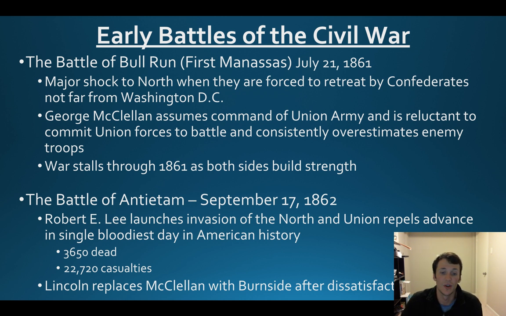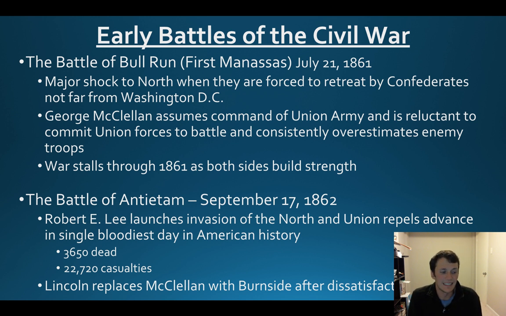And you're going to have Robert E. Lee, who had some success in the South at this point, and he's going to kind of move his way up toward Antietam and launch this invasion of the North. They're going to be repelled by the Union at this point, which is still the single bloodiest day in American history, right? We have over 3,600 dead, 22,000 plus casualties. It is still the single bloodiest day, right? Even over 9/11 and D-Day in World War II.